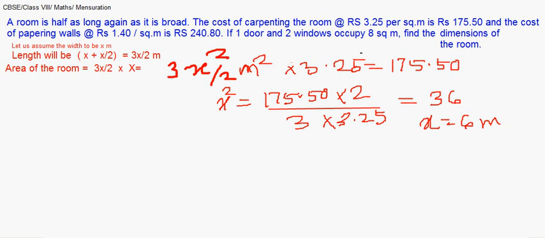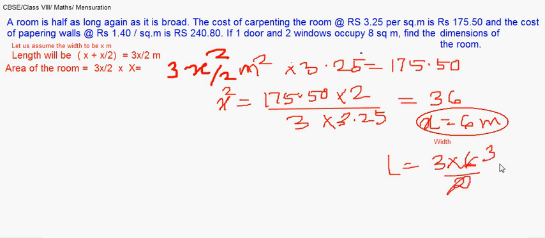This is one answer. We also need to find the length. This is our width, right? Now length will be 3x by 2. So length will be 3 into 6 by 2. That's giving us 9. So length becomes 9. This is one answer. But we also need to find the height to complete the dimensions of the room.